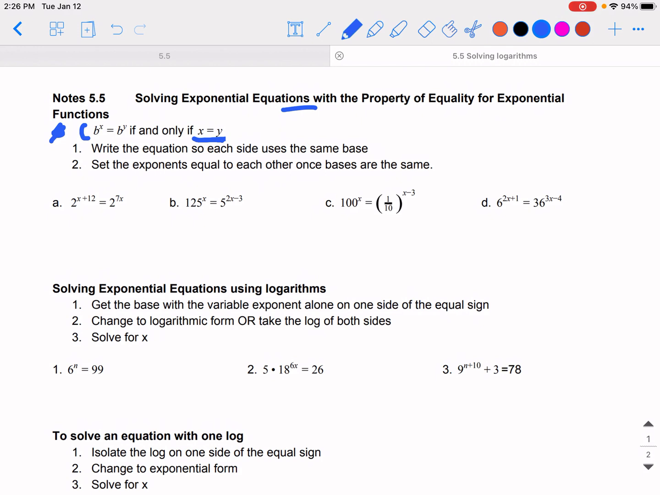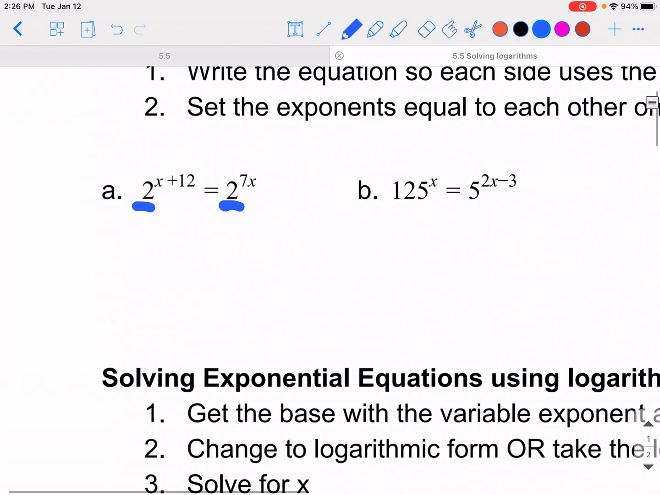So as I'm starting this first section, I'm going to write the equation so each side uses the same base, and then we'll set the exponents equal to each other once the bases are the same. Hopefully you've seen something like this before in Math 1, where you use the same base in these exponential equations. So for example here on A, we already have the same base of 2, which is awesome. Since they have the same base, that means x plus 12 is actually equal to 7x. And then we can just solve like normal.